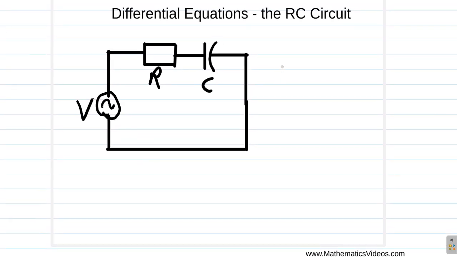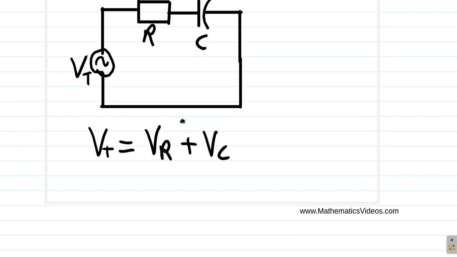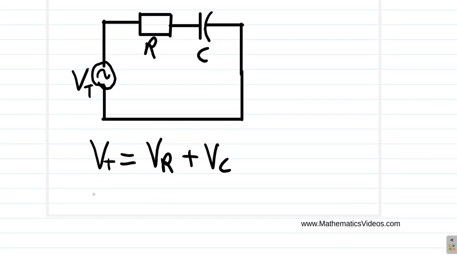Now, V, let's call this VT, applied voltage. We could consider VT as total voltage, is equal to VR, voltage across the resistor, plus VC, the voltage across the capacitor. Now, the voltage across the resistor is IR, alright?